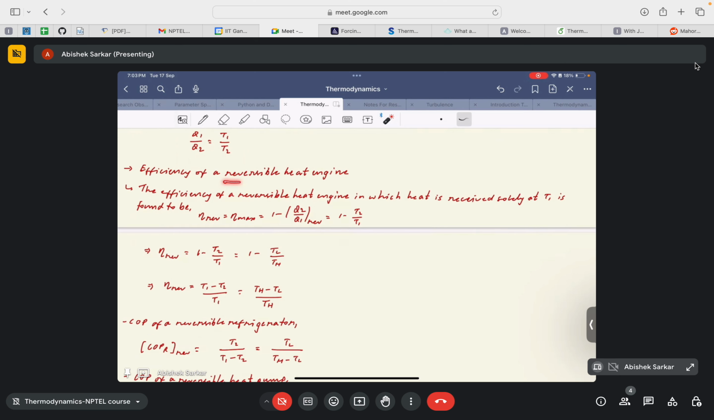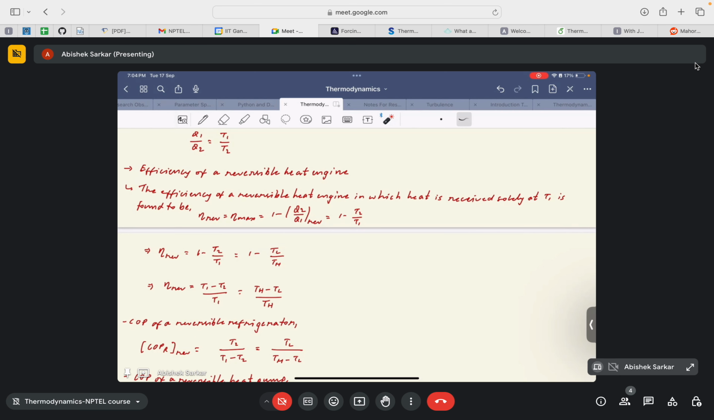This term will basically mean that all the processes in the heat engine, the expansion, the compression, the heat interactions, all these processes occur in a reversible manner. Okay. The efficiency of these reversible heat engines will be the highest possible efficiency for a heat engine. So the efficiency of a reversible heat engine in which heat is received solely at T1, basically the heat interactions at the higher temperature as well as the lower temperature, occurs at a uniform temperature.